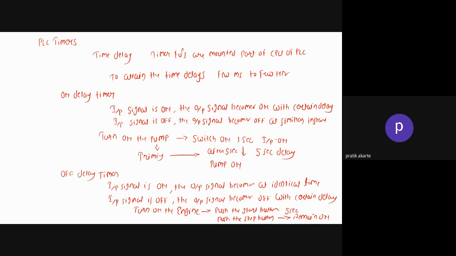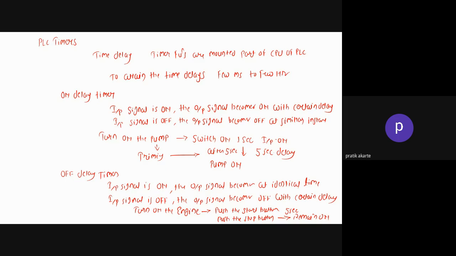So although your input is off, you are still getting your output for a particular delayed amount of time. That is what we call an off delay timer. So input on, output becomes on at an identical time, but when your input becomes off, the output becomes off with a certain time delay.